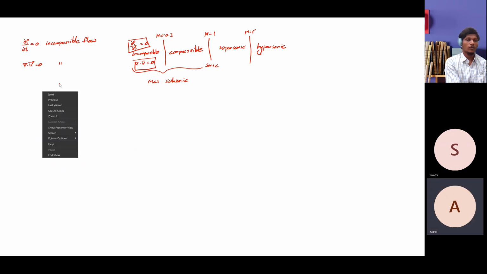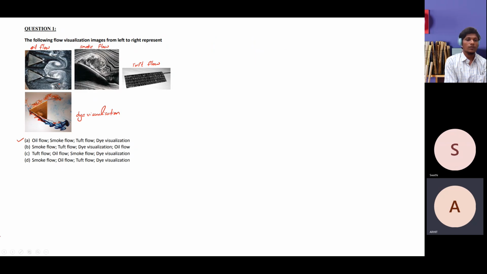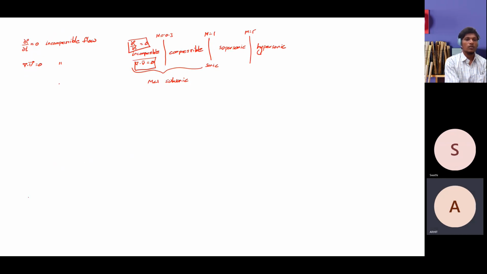So that is the standard definition of compressibility, but here we are looking at incompressible flow with respect to the velocity of the fluid. As your flow velocity is increasing, what is happening to density?